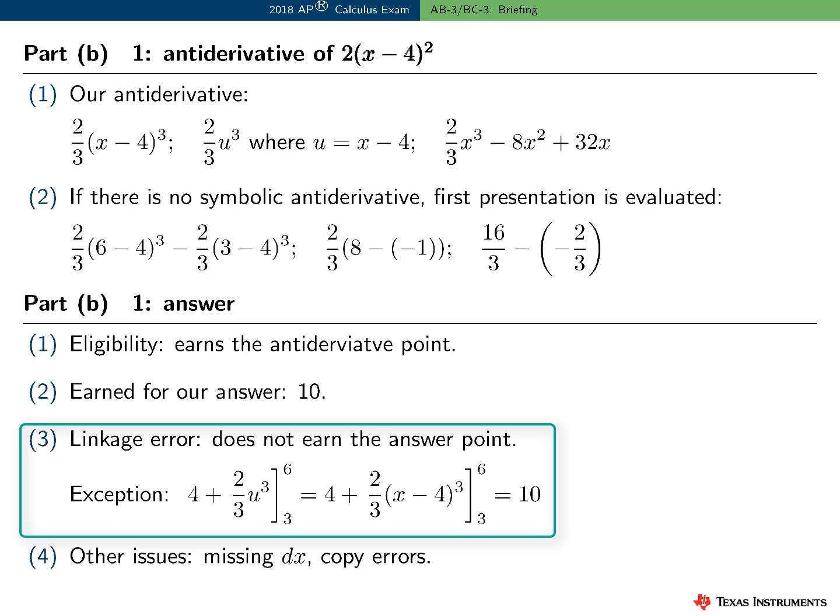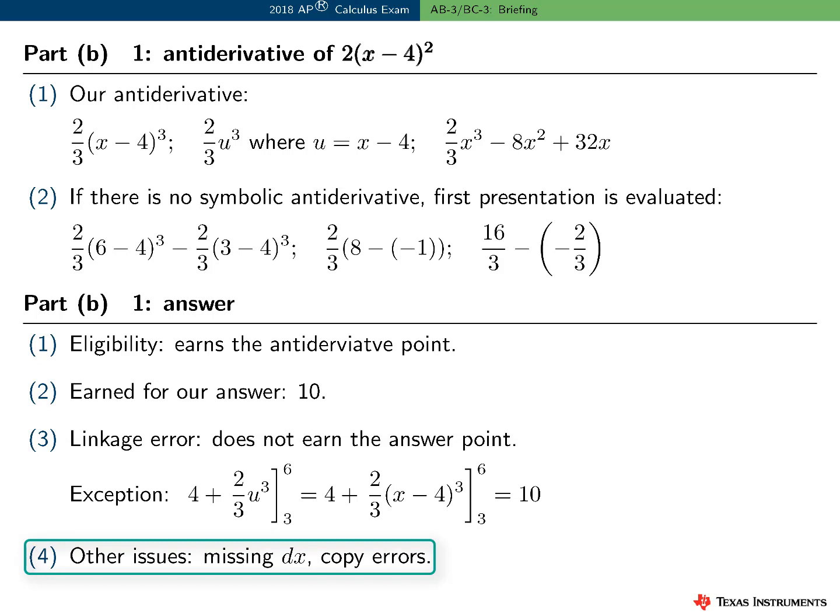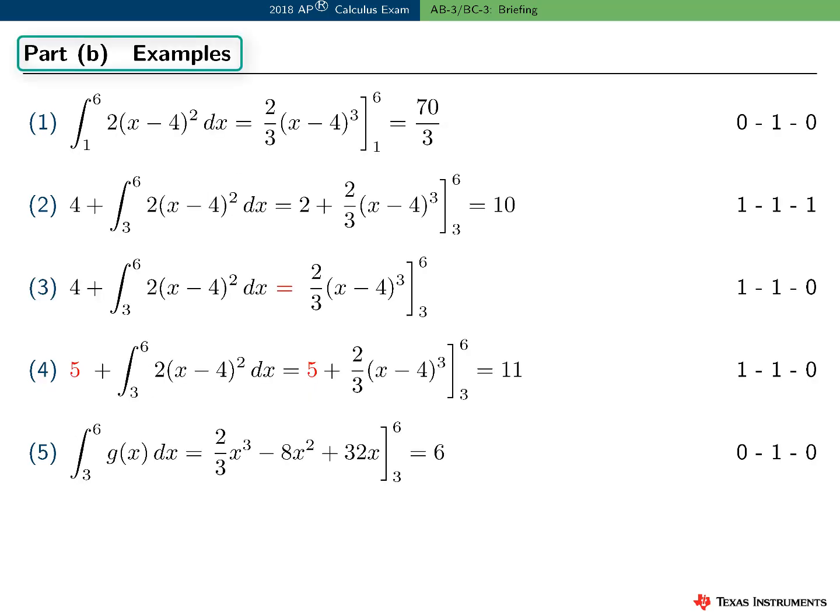Now again, if a student presented a linkage error, they do not earn the third point. But there was one exception here, involving a U substitution. There were a few other issues involving a missing differential dx and some copy errors. And there were fair procedures in place for scoring these responses. Here are some example responses in Part B and how each was scored.